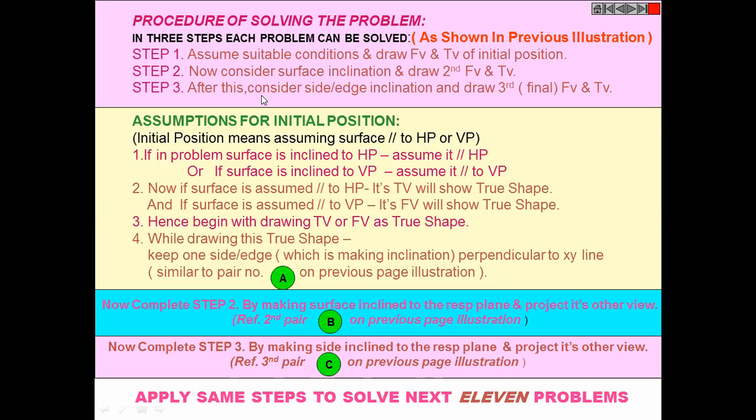Now, when the plane is inclined to both the planes, and you don't know what to do, what we can do is first take it as simply parallel to both planes and project both views, front view and top view. I will demonstrate it here.